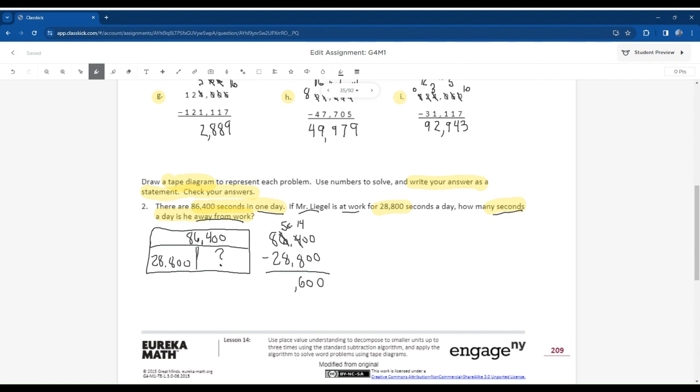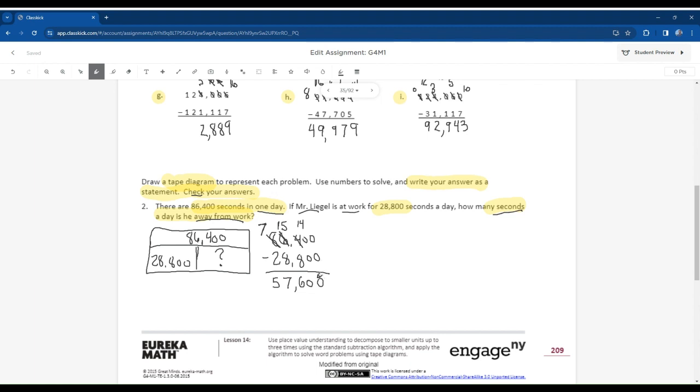Now I'll have to regroup again because I have 5,000s trying to take away 8,000s. So I'll regroup from my 10,000s. I'll regroup 8 10,000s for 7 10,000s, and that will give me 10 extra thousands to play with, and I already have 5. So 15 minus 8 is 7, and 7 minus 2 is 5, which makes 57,600 seconds away from work. They ask us to check our answer.